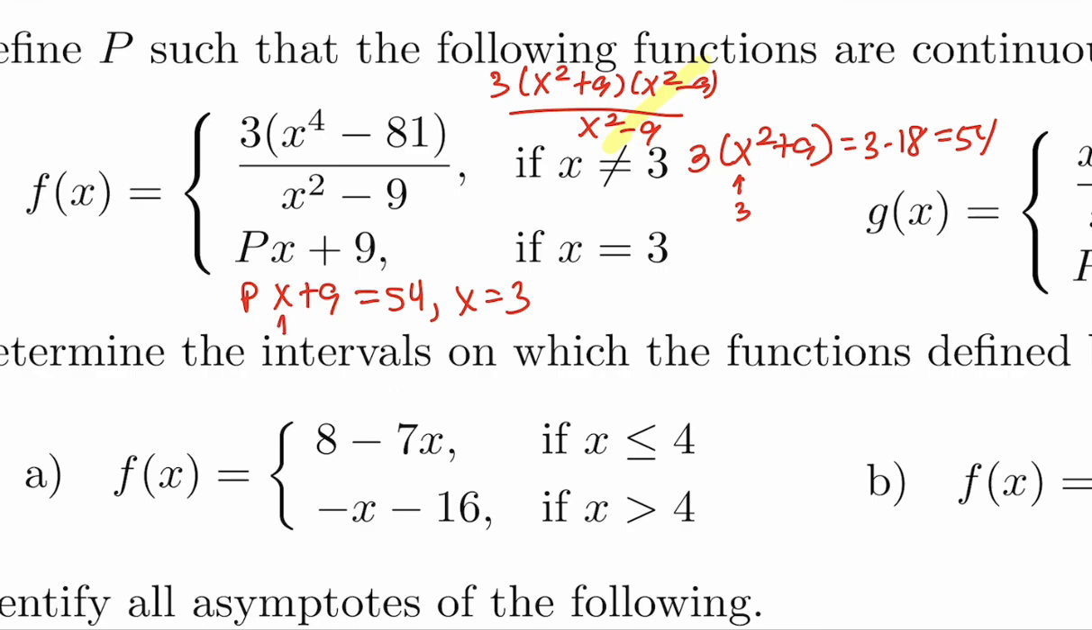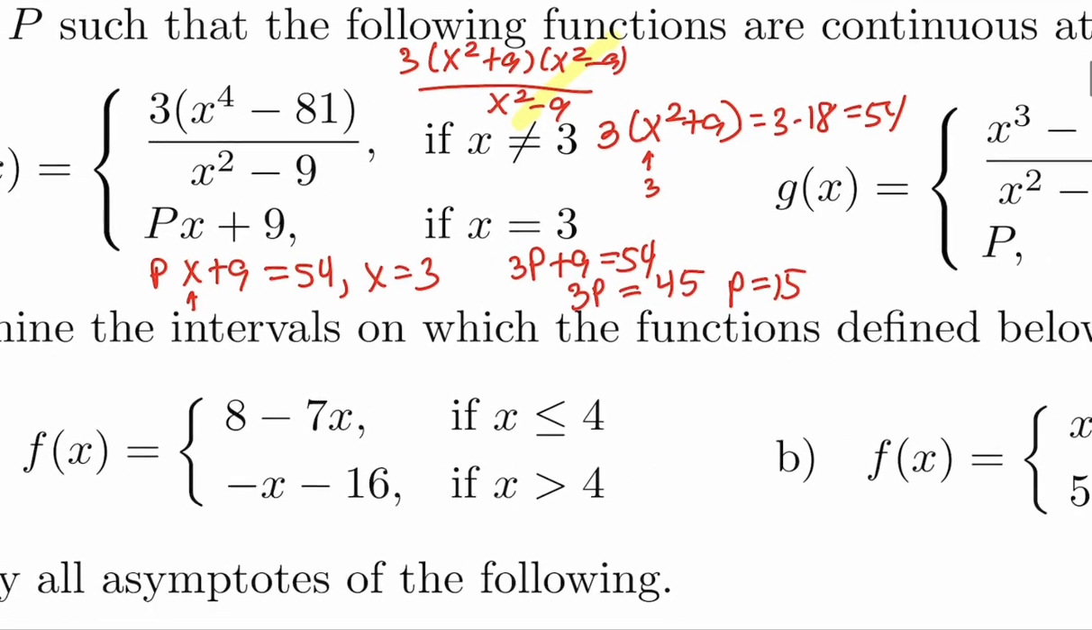So if we put a 3 right there, we get p times 3 plus 9 has to equal 54. So we want the hole to be plugged so that it reaches a height of 54 and fills that in for us. Well, if we subtract 9 from both sides, we get 3p equals 45, so p equals 15. So for that line to fill it perfectly, to get a value of 54 at x equals 3, the p has to be 15.